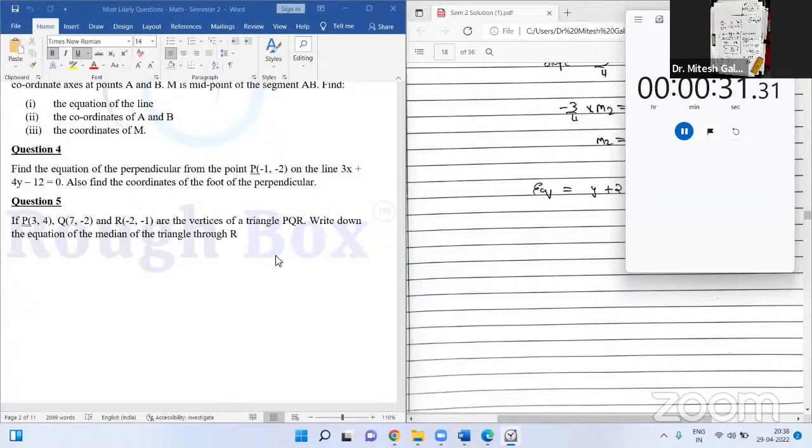If P is (3, 4) and Q is (7, -2), we'll check. PQR are the vertices. Write down the equation of the median. So first you'll find the midpoint of PQ, then find the slope of that midpoint with R, and then the equation. Chalo, I have already given you the method. Try and find it out.